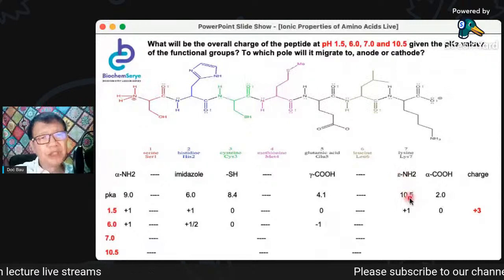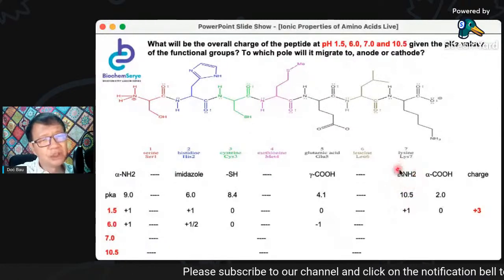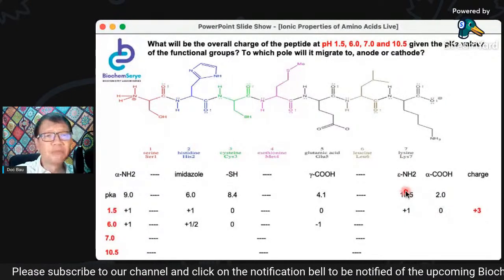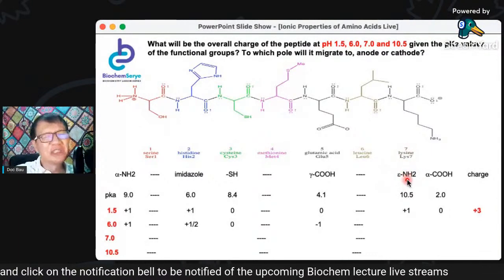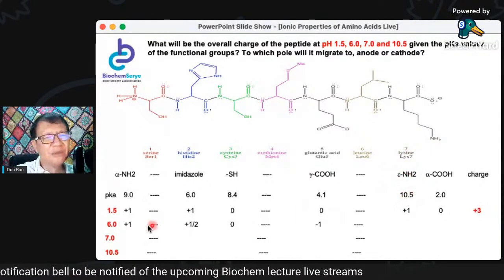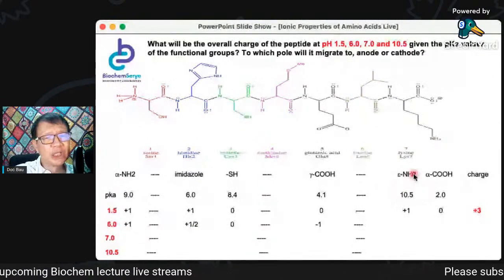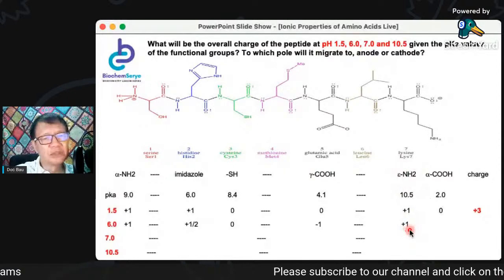Your epsilon amino has a very, very high pKa. Very basic. Your epsilon amino is one of the most basic, but the most basic is your guanidinium, 12 something, no? Your epsilon amino of lysine comes close. It's still very basic, 10.5, against a pH of 6. So relatively speaking, you have an abundance of your hydrogen ion. This will be protonated, so +1.